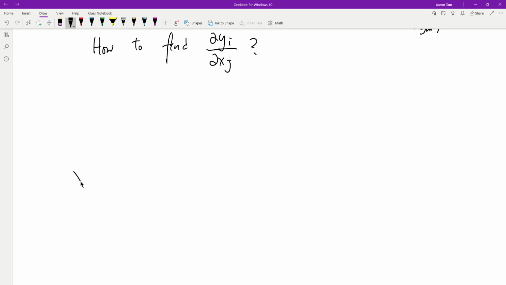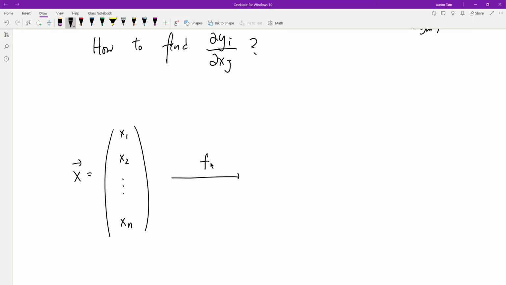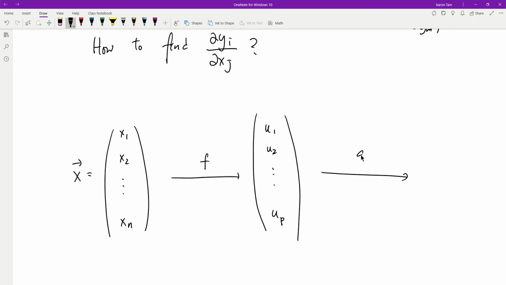So in here, the idea is that we have vector x. Okay, vector x is actually x1, x2, to xn. And it goes through the function f, it turns into vector u, which is u1, u2, to u sub p. And then it goes through the function g, it finally arrives as a final output, y1, y2, dot, dot, dot, y sub m. Where n, p, and m could all be different or the same, we don't know.